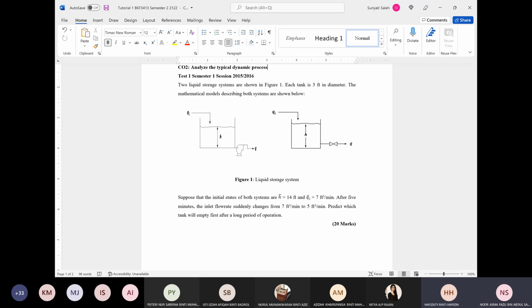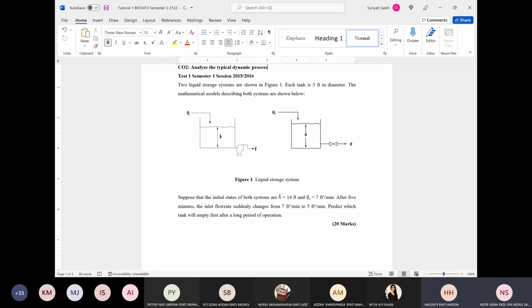So this is the topic for today's class. We obtain the model, then we want to solve the model in order to represent the given case study. So here I use a past test question to illustrate how the model can be developed, and from the model how it can be solved to represent the given case study.